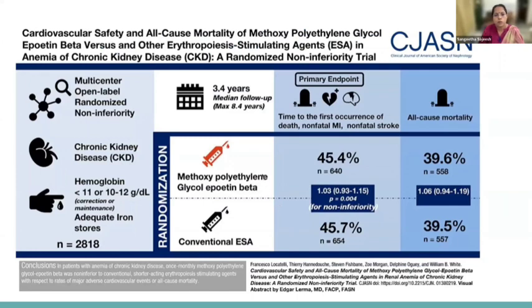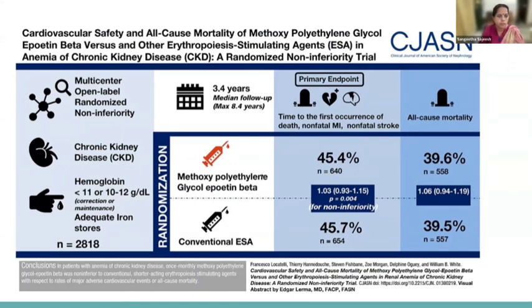So we have been talking about the first generation, second generation and third generation erythropoietin stimulating agents. Just to refresh: first generation, erythropoietin alpha and beta; second generation, darbepoetin; and third generation, methoxypolyethylene glycol-epoetin beta. Since it is a new molecule, let's compare the cardiovascular safety and all-cause mortality of SERA in anemia of chronic kidney disease.